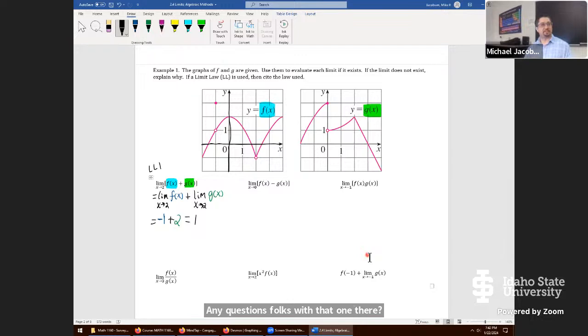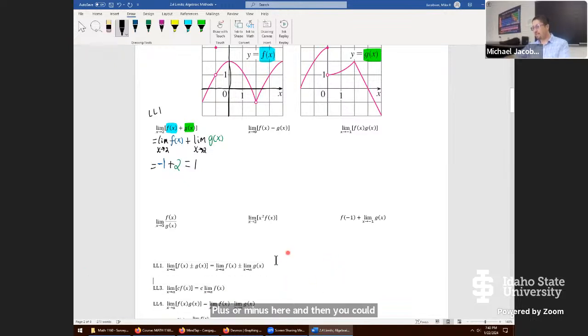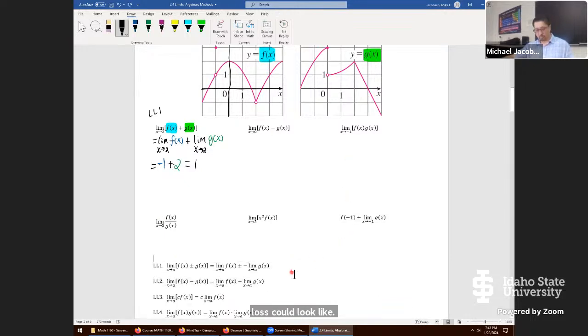Okay, that's the wild world of limit laws so far. Doing this one here is not anything new. Let's see, how did we format our limit laws? It's technically a brand new one, but sometimes with these limit laws, here's how they might be stated. It could have been a plus or minus here, plus or minus here, and then you could just eliminate that limit law entirely. That's what your limit laws could look like. It's really the same thing rolled into one, but our author decided to break it up, so we're going to break it up as well.